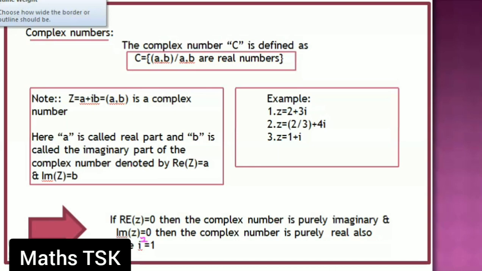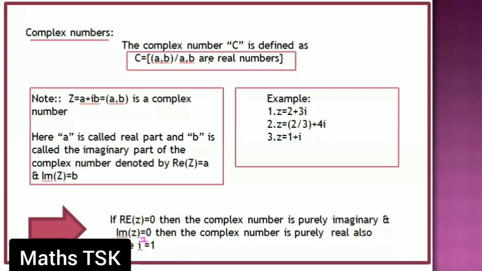Rational numbers is nothing but the union of all the numbers: natural, whole numbers, integers. Natural numbers plus 0 becomes whole numbers, plus negative natural numbers becomes integers. Ratio of any two integers, that is in the form of p by q where q is not equal to 0, comes under rational numbers. Rational numbers union irrational numbers become real numbers.